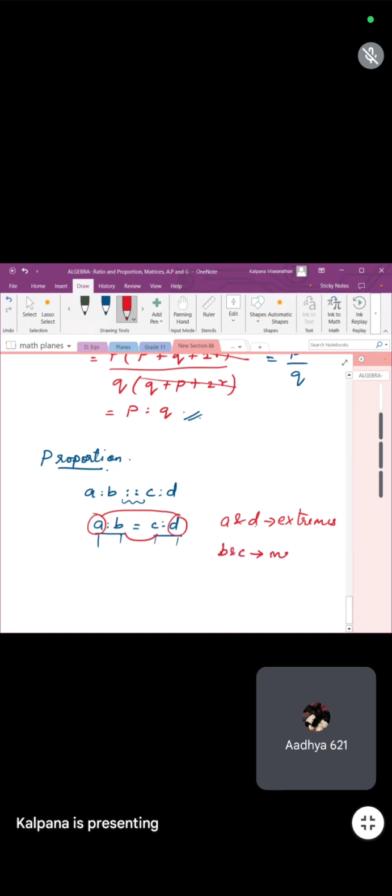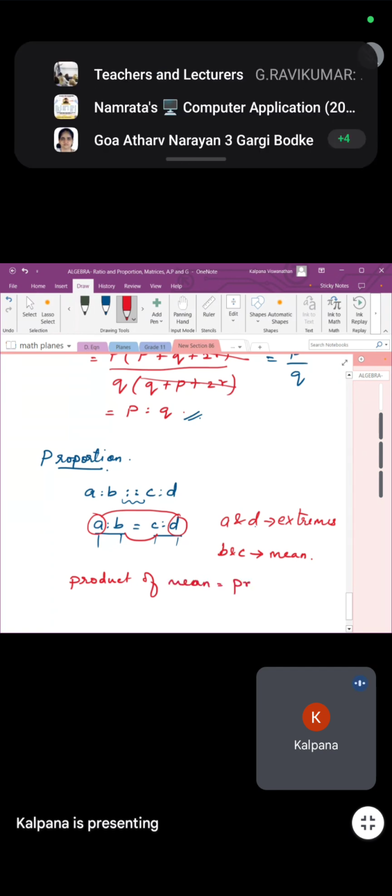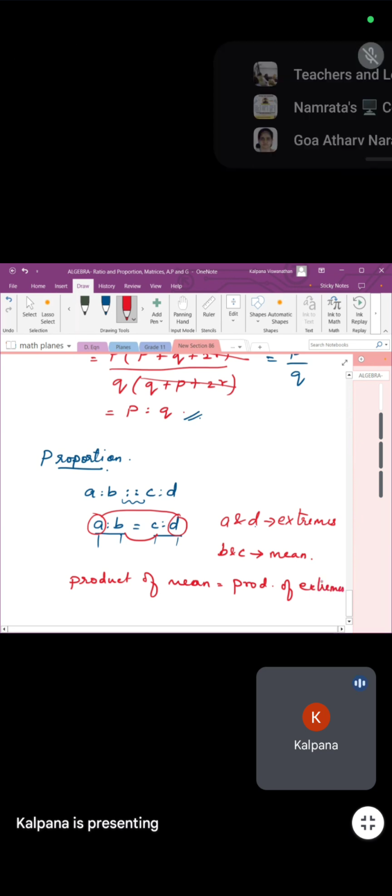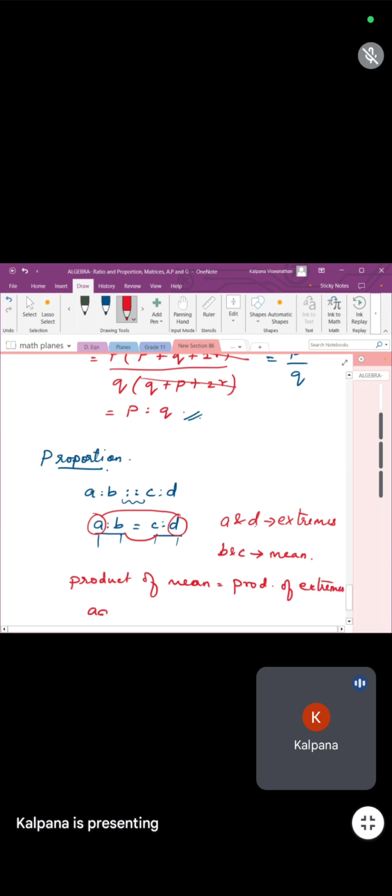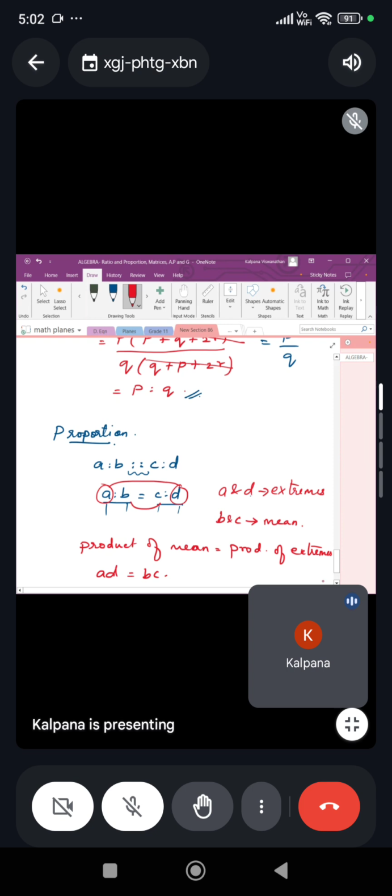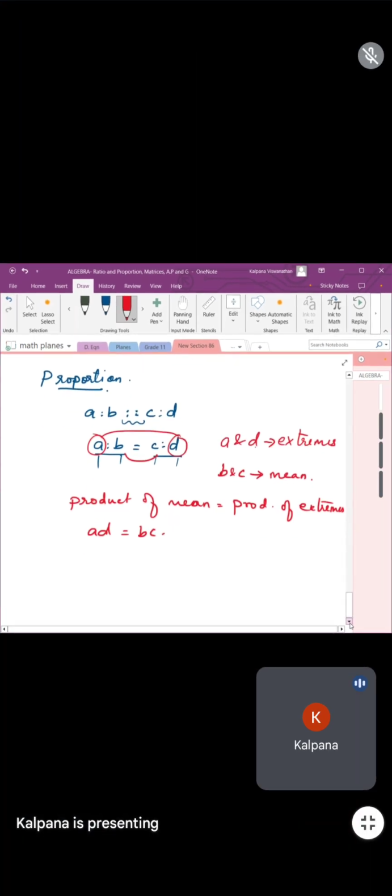Means. Now we have the rule: the product of the means is equal to the product of the extremes. That is nothing but AD is equal to BC. So this is the rule we use for finding the missing term in proportionality.